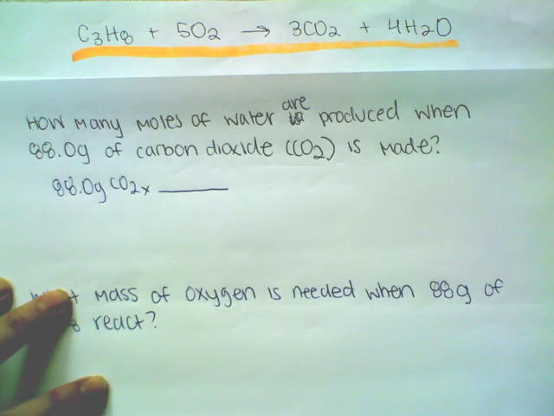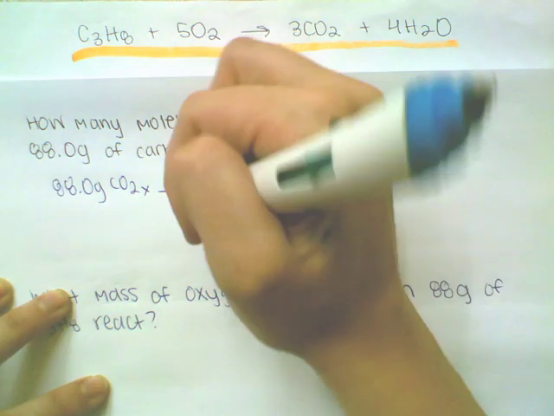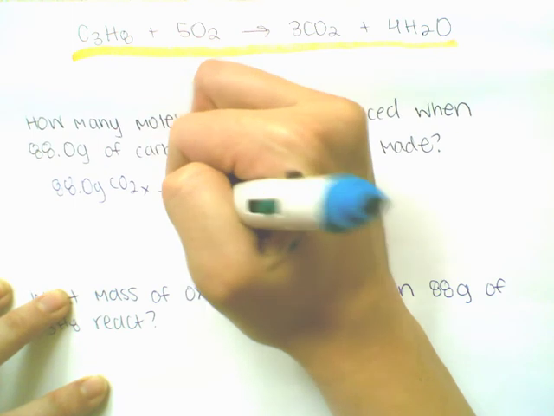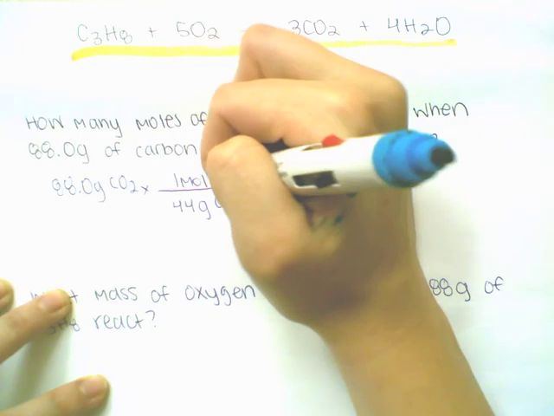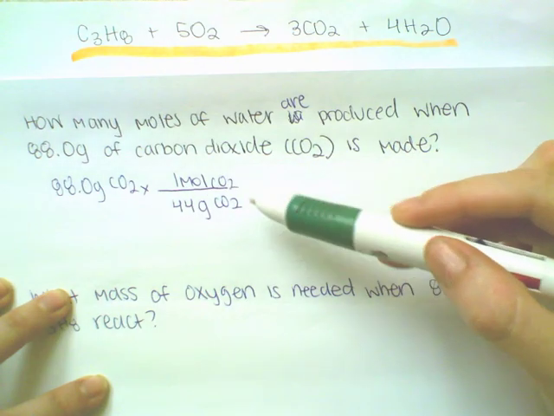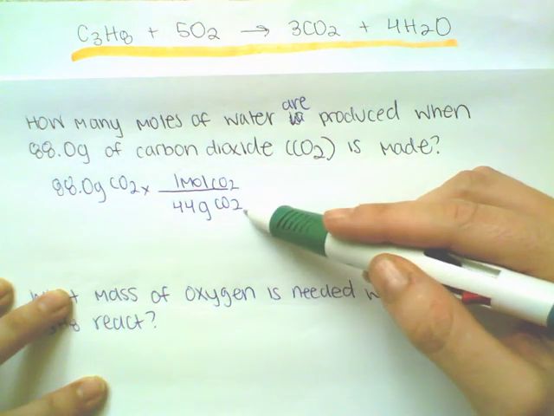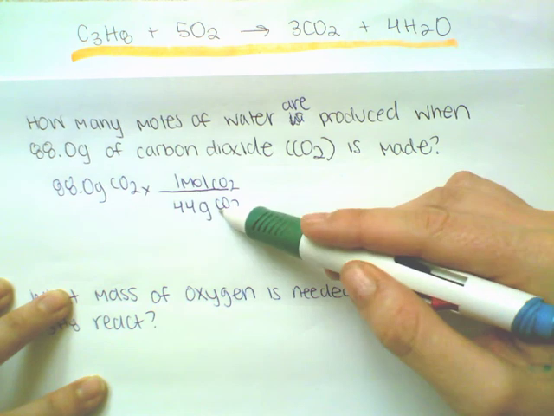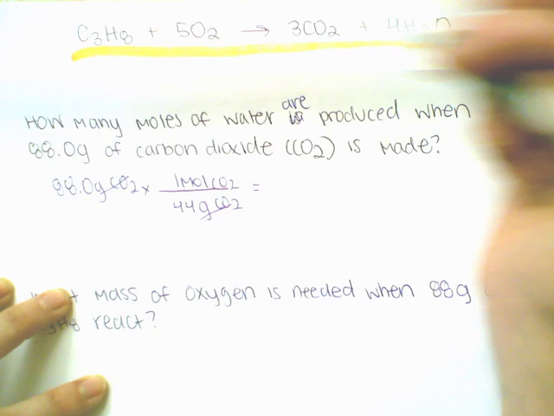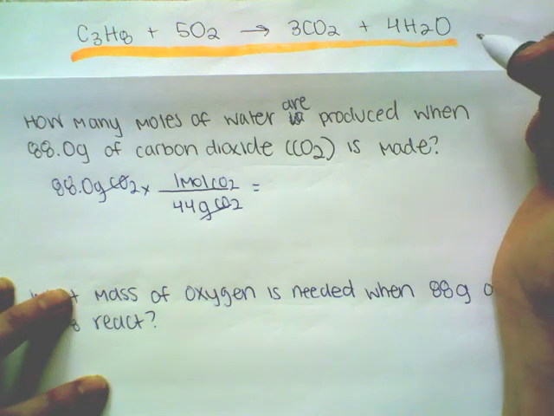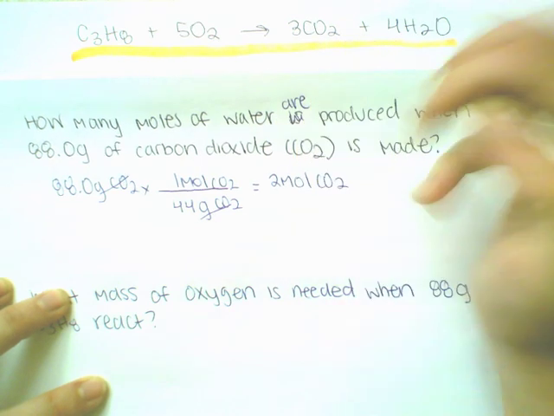Okay, first we have to convert grams to moles. So basically, if you do not have moles, convert to moles. Okay, the molar mass of carbon dioxide is 44 grams. Okay, so if I have 1 mole of carbon dioxide, it will have a mass of 44 grams. Okay, I got this number from the periodic table. 16 times 2 is 32, plus 12 is 44. Okay, grams cancels out. Multiply the numbers on the top, divide by the numbers on the bottom. You will get 2 moles of carbon dioxide.